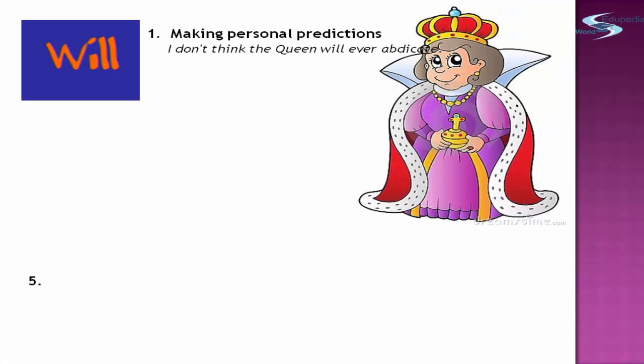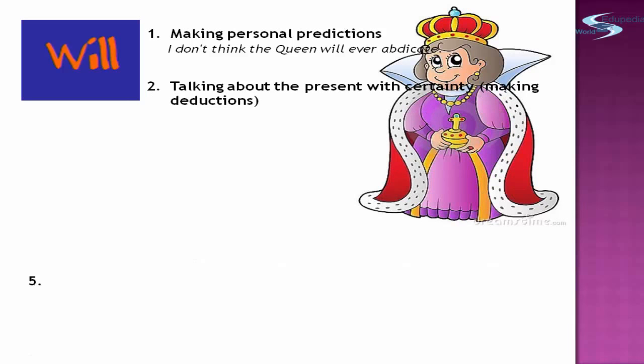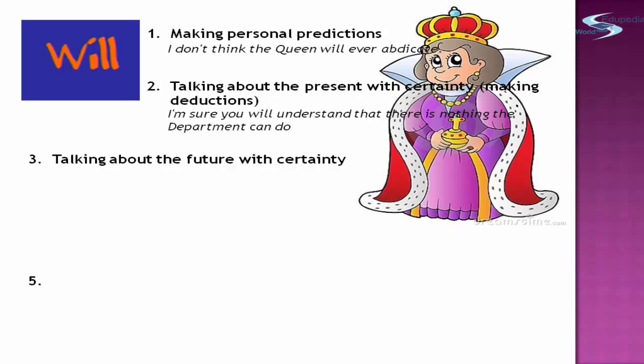Example, I don't think the queen will ever abdicate. Number two, it can function for talking about the present with certainty, making deductions. I'm sure you will understand that there is nothing the department can do. Number three, it can function for talking about the future with certainty. Example, don't bother ringing. They'll have left for their 10 o'clock lecture.